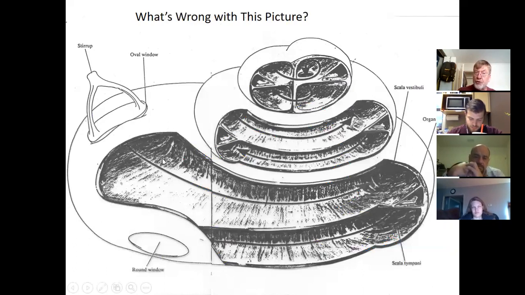Oval window, pushing the fluid, perilymph fluid, scala vestibuli, helicotrema, that little hole, scala tympani, hitting the round window. Okay, so the fluids of the bony labyrinth are trading places, moving back and forth. When the oval window pushes in, the round window bulges.